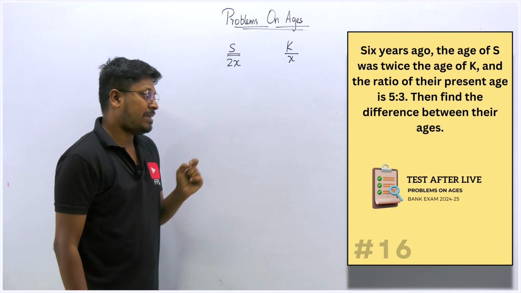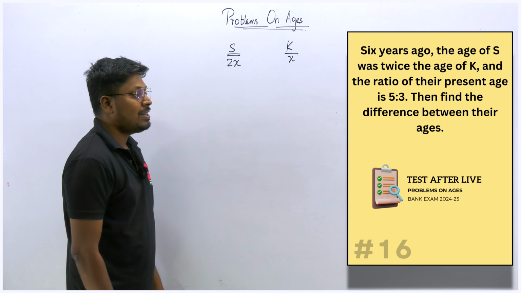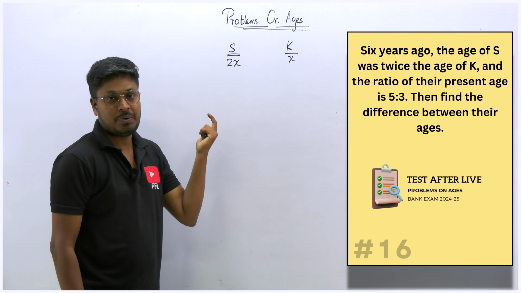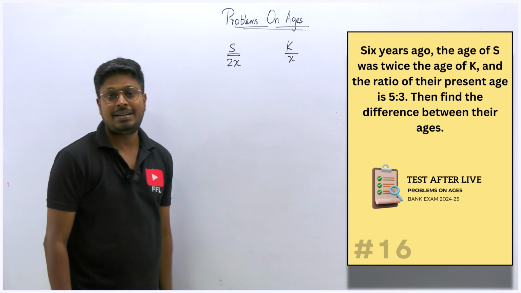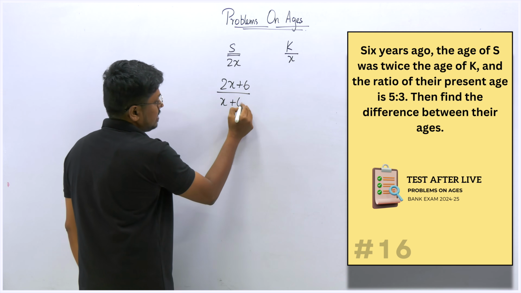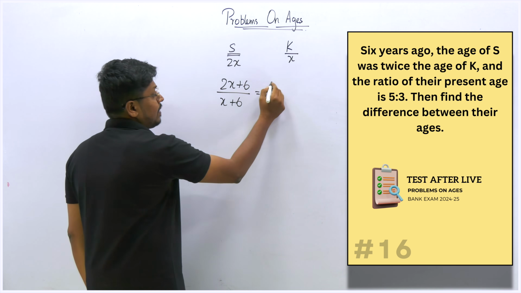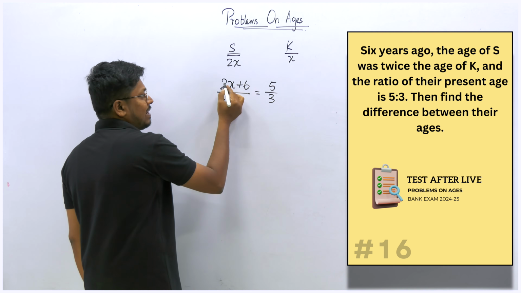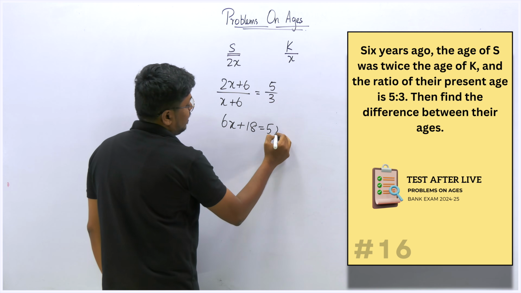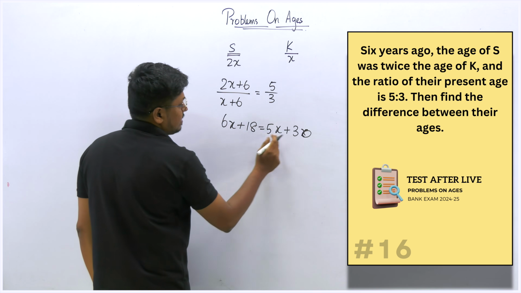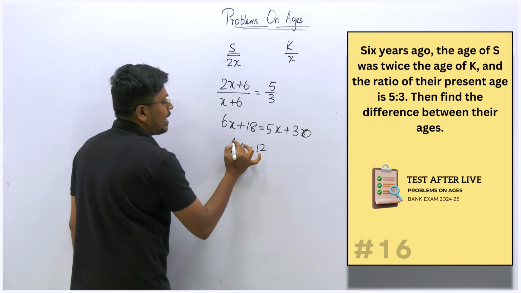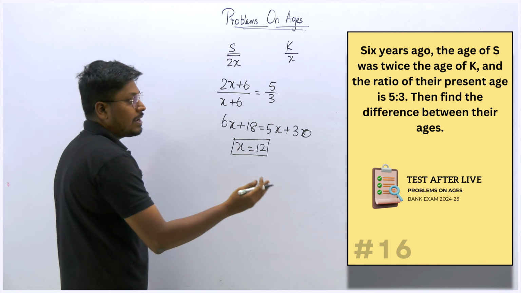And the ratio of their present ages is 5:3. Find the difference between their ages. See, these are the values they have given for 6 years ago. But now they are saying the ratio of the present age is 5:3. So 2x plus 6 divided by x plus 6, now the present year. So the ratio will be 5:3, which is 5/3. Now we can cross multiply: 6x plus 18 is equal to 5x plus 30. So 6x minus 5x will be x, 30 minus 18 will be 12. So finally we got the value of x is equal to 12.